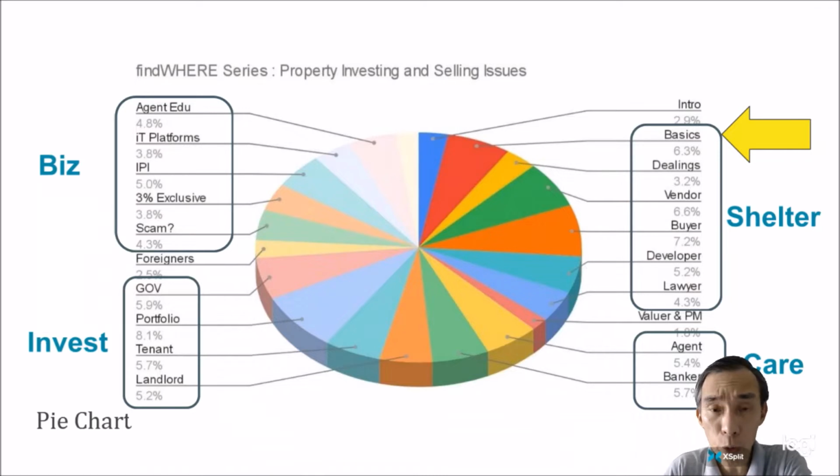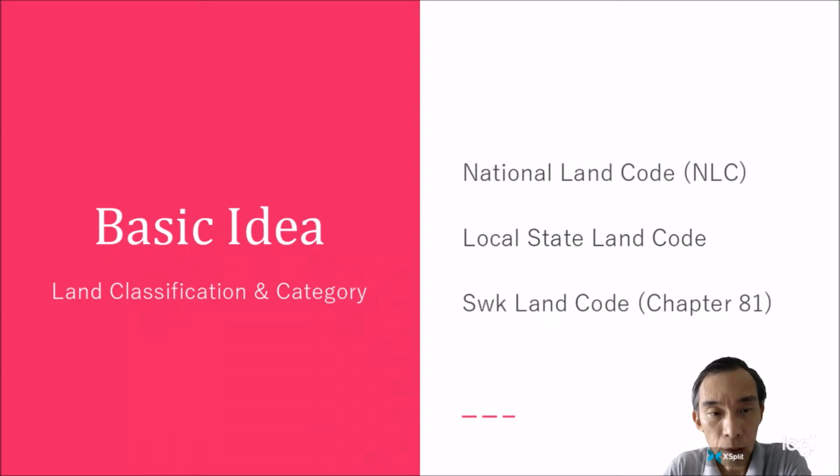Anyway, these 22 chapters, we are looking at shelter, care, invest and business, and these basics I am adding on today as another extension, which is regarding basic information. Let me begin. So, a basic idea about land classification and category. Now we are putting a scope, so at least we know what we are talking about.